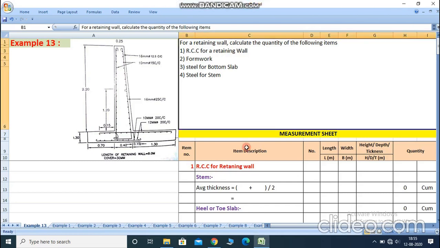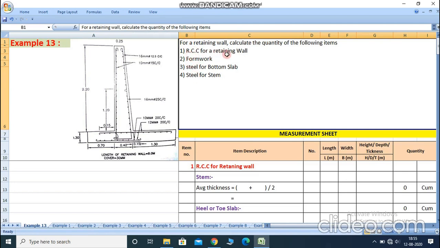Hello students, today we start a new example, number 13, of a retaining wall. Here one cross section part of the retaining wall is given. For this retaining wall, calculate the quantity of the following items. Here 4 items are given.